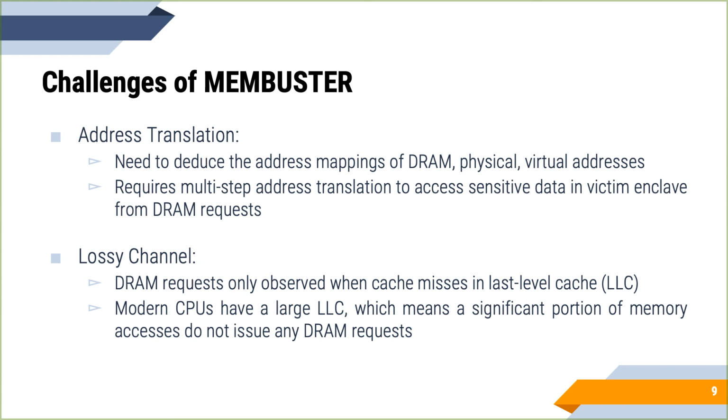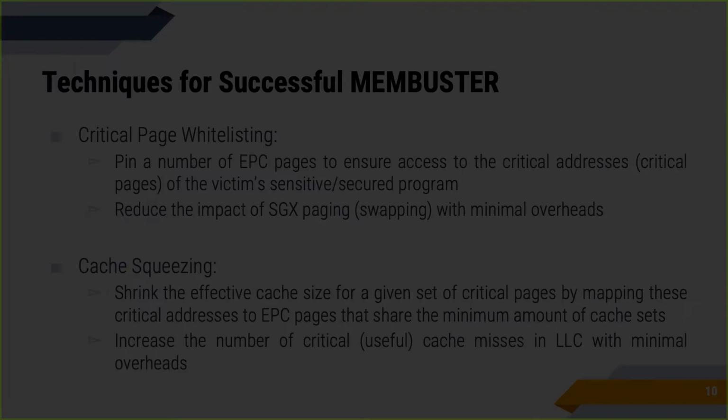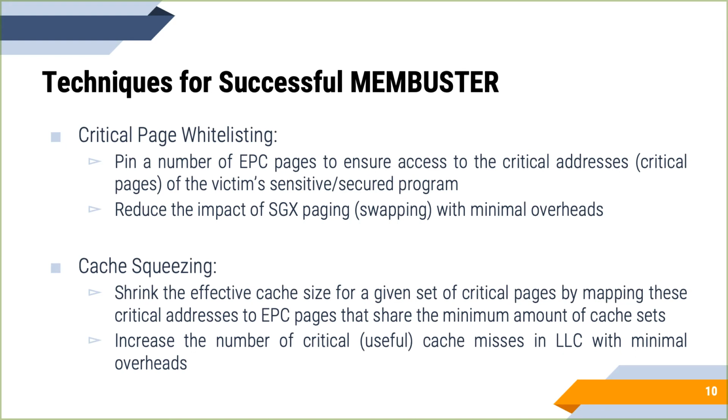a lot of issues with the DRAM requests, since they need to be able to generate more cache misses that allow the system to output more requests from the DRAM. So they have two major techniques for the DRAM: critical page whitelisting and cache squeezing. Both of them are aimed to reduce the paging effect by the SGX systems, as well as increase the number of successful cache misses they can use to get the sensitive data of the users.